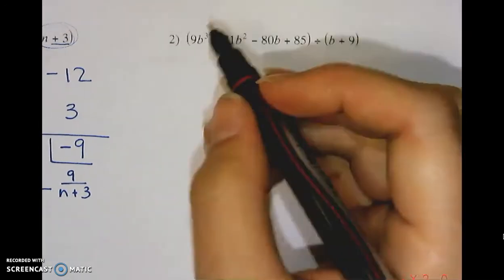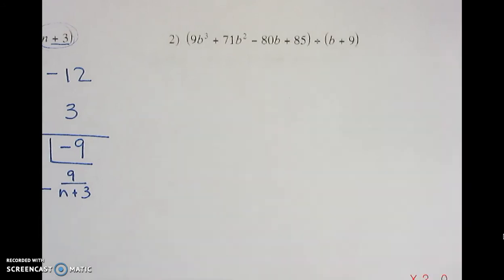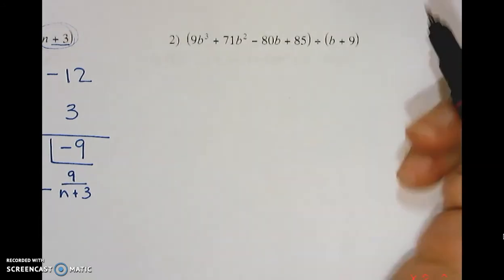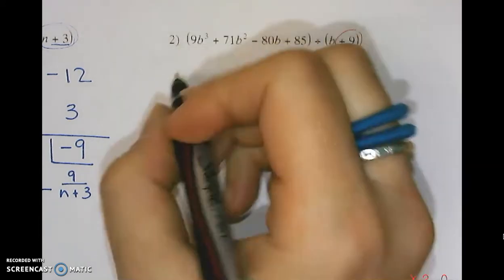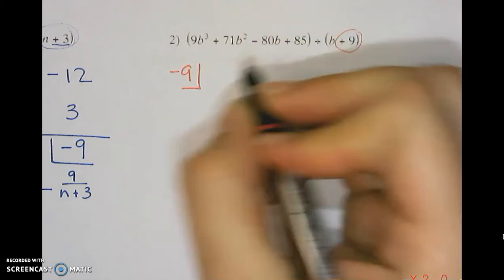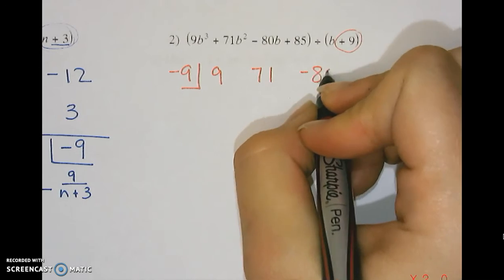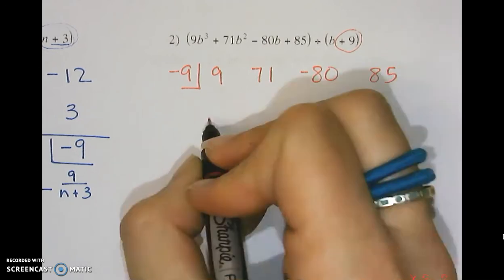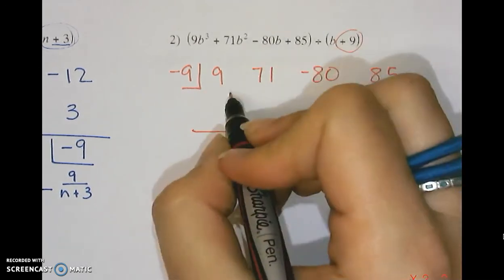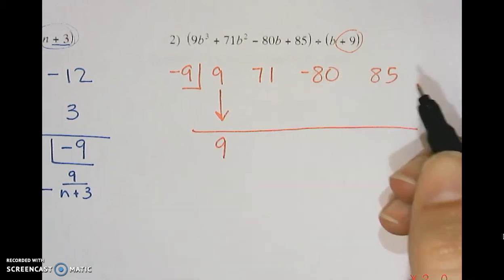So on this one, I have b cubed, b squared, b, and just my constant. So we're good there. I have a plus 9, so I'm going to write negative 9 out here. So 9, 71, negative 80, and 85. Leave a space. Bring the first one straight down.